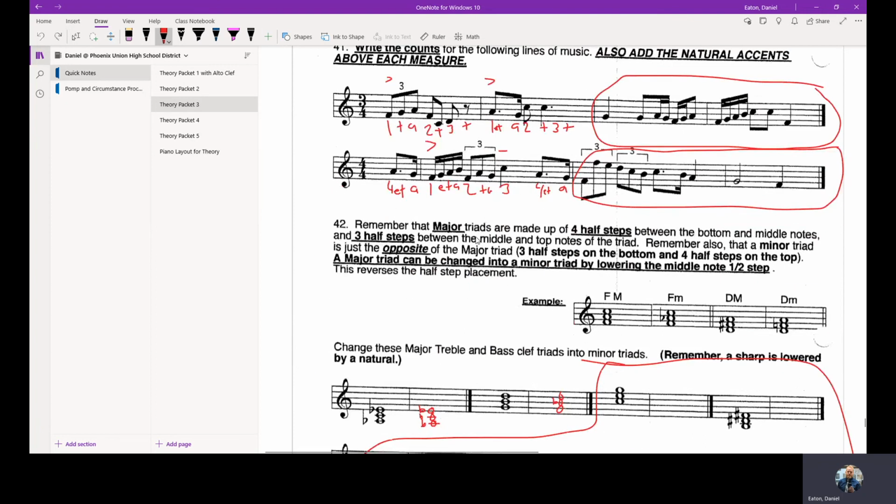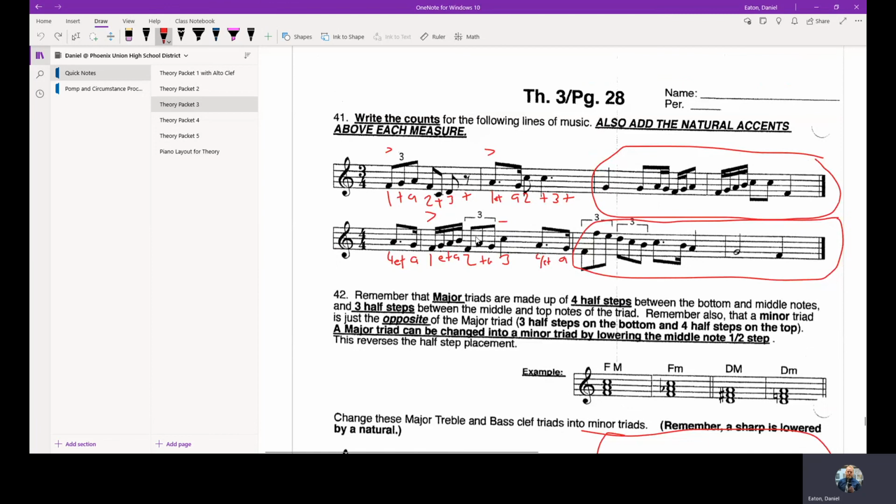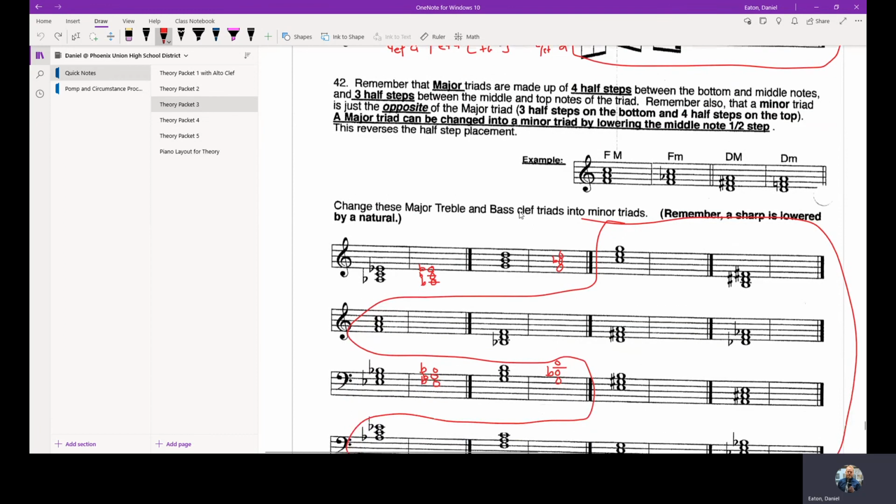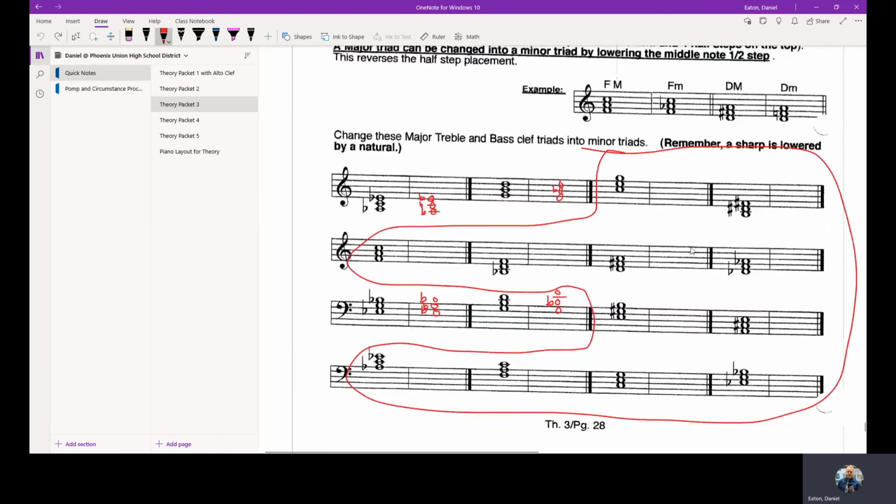All right, I think we're on the last page. Yes, we are. Page 28, adding the natural accents and writing the counts in. That's all review. We shouldn't need to do that. Building some major triads looks like here's the major one, and then you're making it minor right next to it. So that should be pretty easy to do. Okay, that officially concludes the Fundamentals of Theory packet number 3 review.